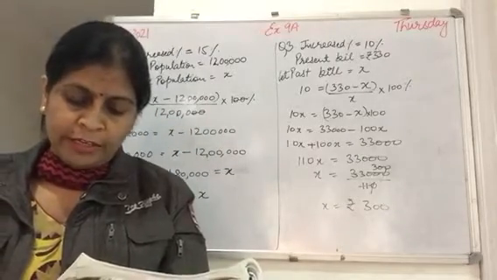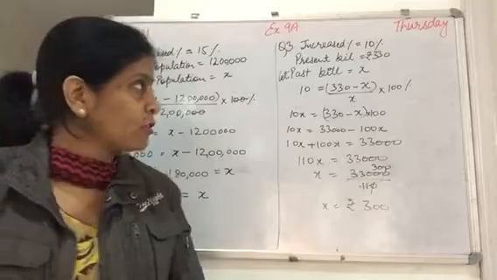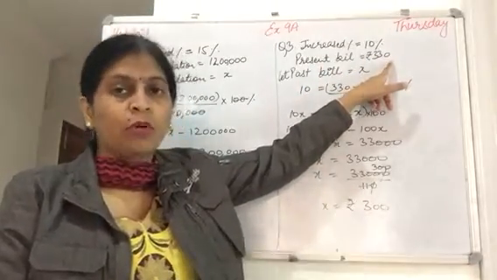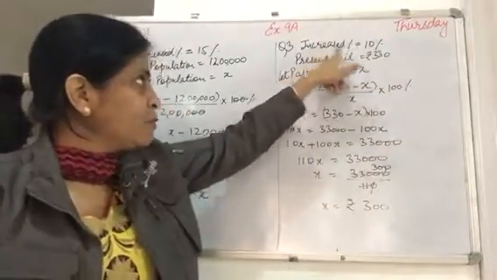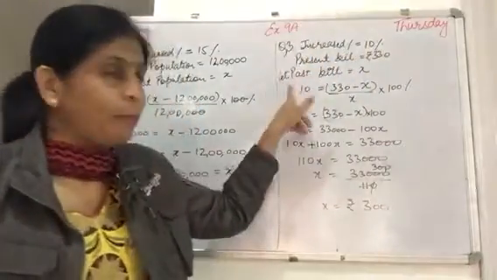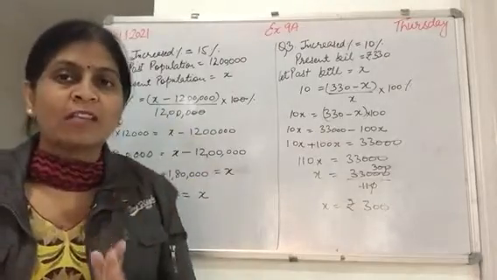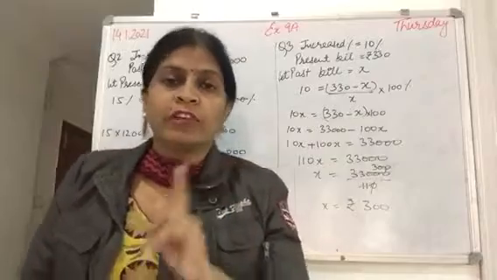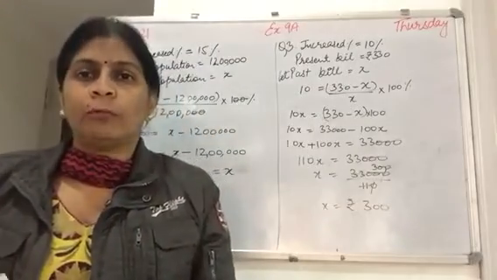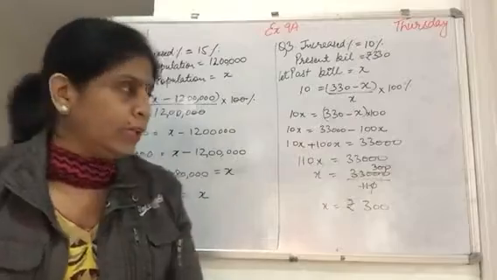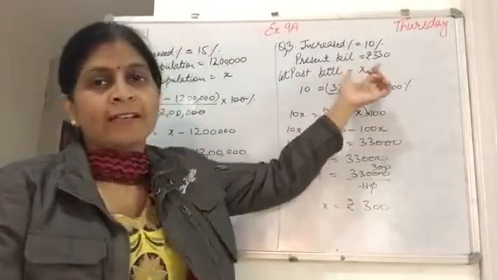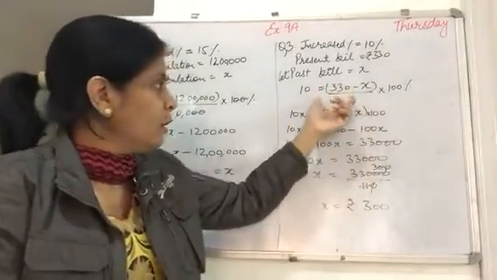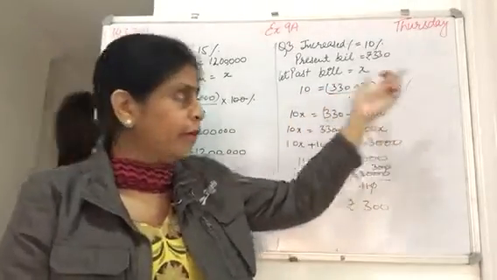When he saw the bill, he was surprised to notice that it was 330. So the present bill is 330, which was 10% more than the past bill. So the increase percentage is 10%. The past value is not given. So when the past value is not given, don't calculate 10% of 330 because that is not the past. When you have to find the past value or the original value, you have to assume it as x. So 10% equals (330 minus x) upon x into 100.